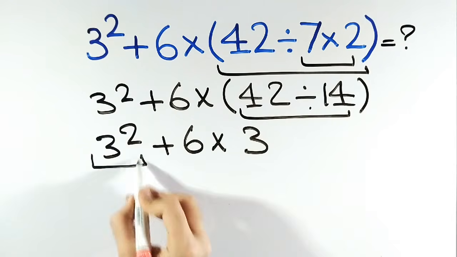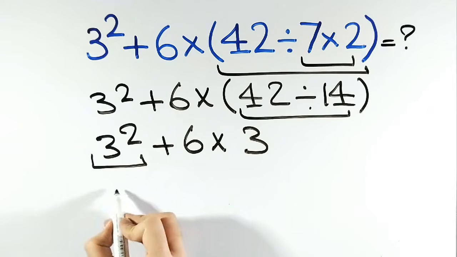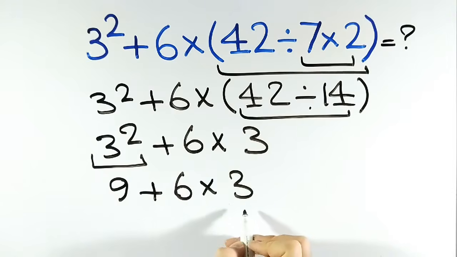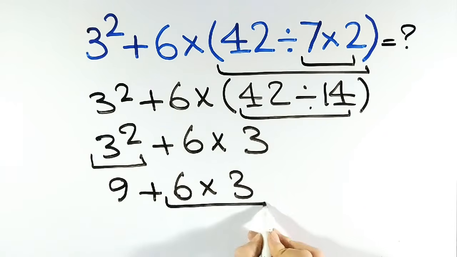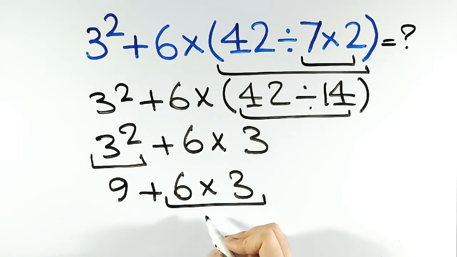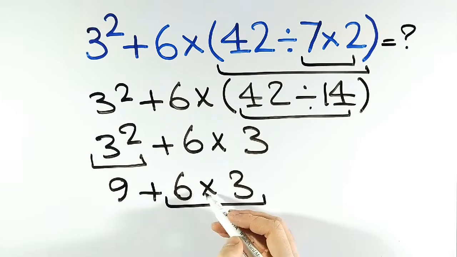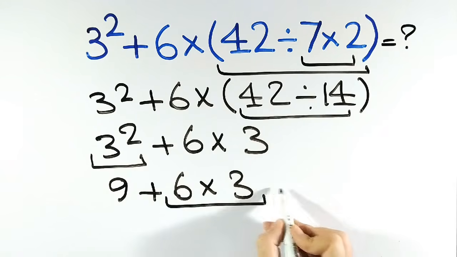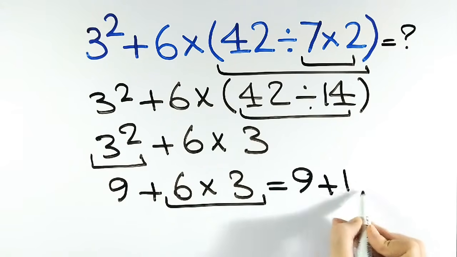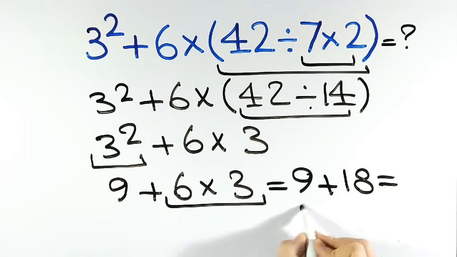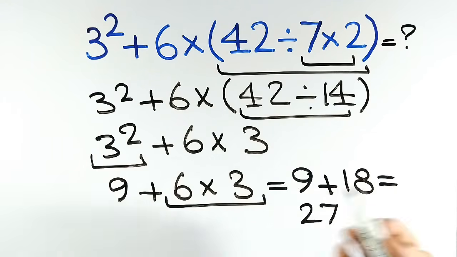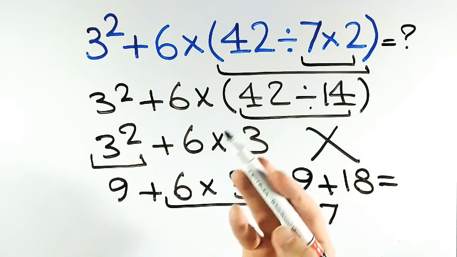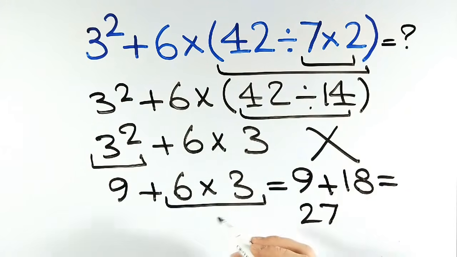Then they go for the exponent, and instead of this expression, they write 9 plus 6 multiplied by 3. In the final step, they go for the multiplication between 6 and 3 because they believe multiplication has a higher priority than addition. So they write this expression as 9 plus 18, which finally gives them the answer 27. But that's definitely wrong. Alright, now let me explain step by step how to solve this expression correctly.